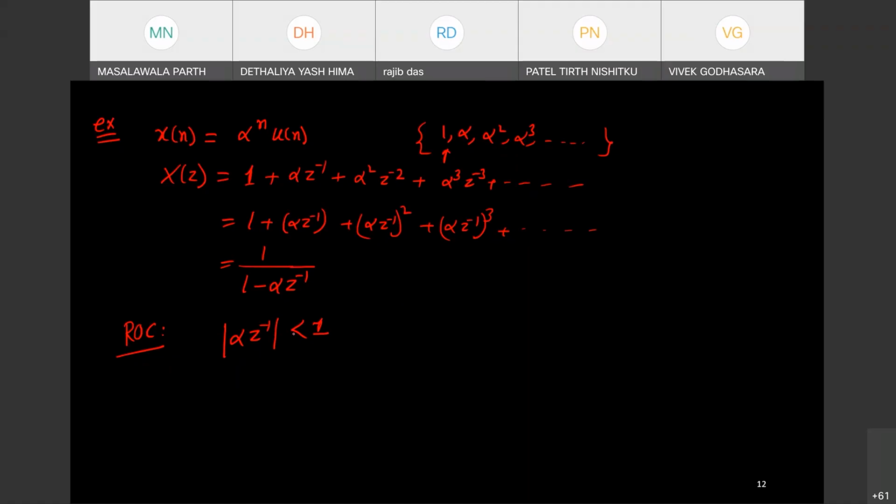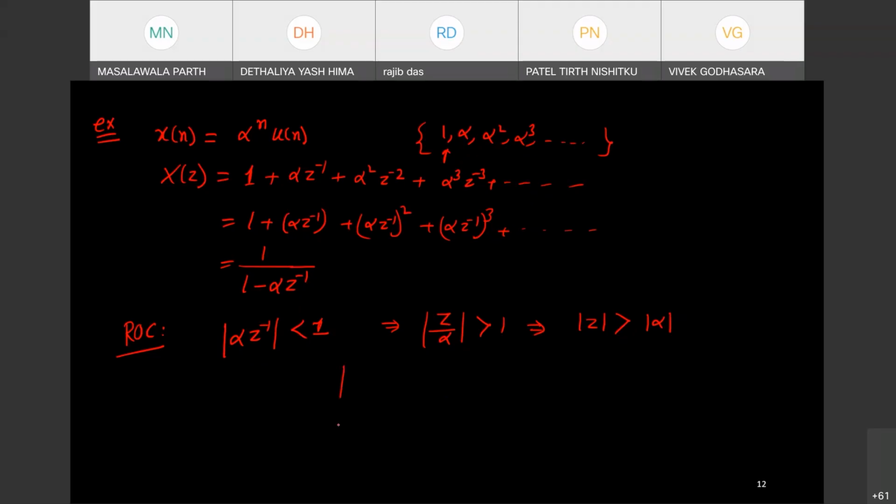So this should be less than 1, so alpha upon this thing. On the opposite way, I can say that Z by alpha, its magnitude should be more than 1. So mod Z should be more than mod alpha. Is it correct? Okay. Now, how will we show this, mod Z is more than alpha?